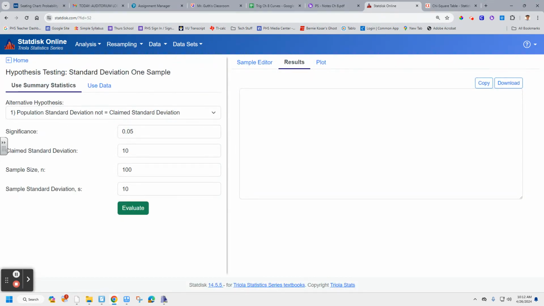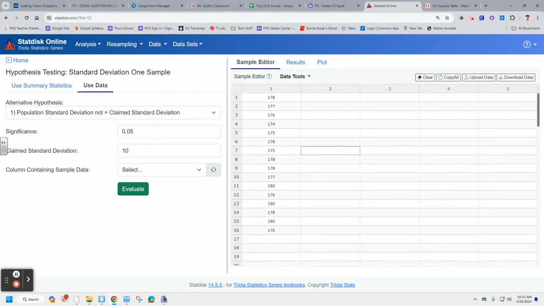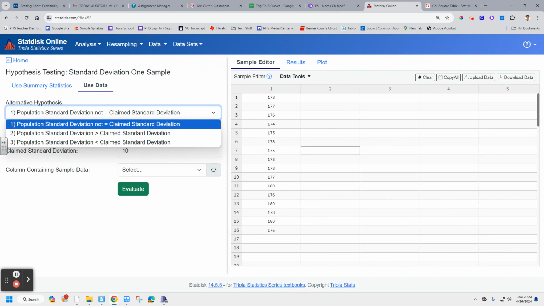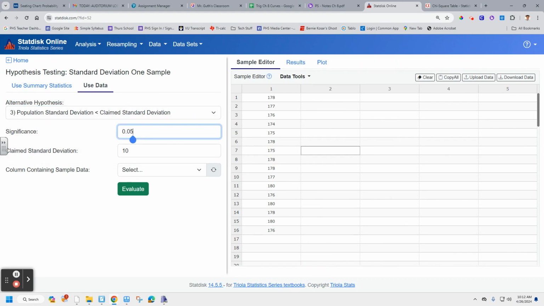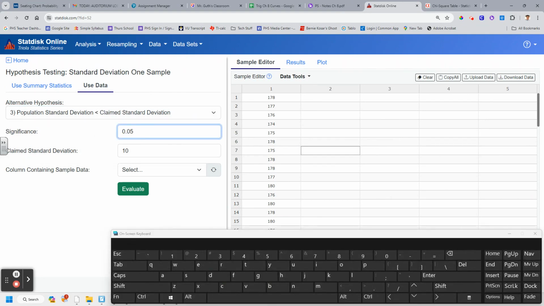Let's say you didn't know that standard deviation. We just found it, but let's say we didn't know it. We could just use the data and it's going to find it for us. This one was less than, and the significance level was 0.01. The claimed standard deviation was 7.5. That's the number they gave us, and that's from column 1.